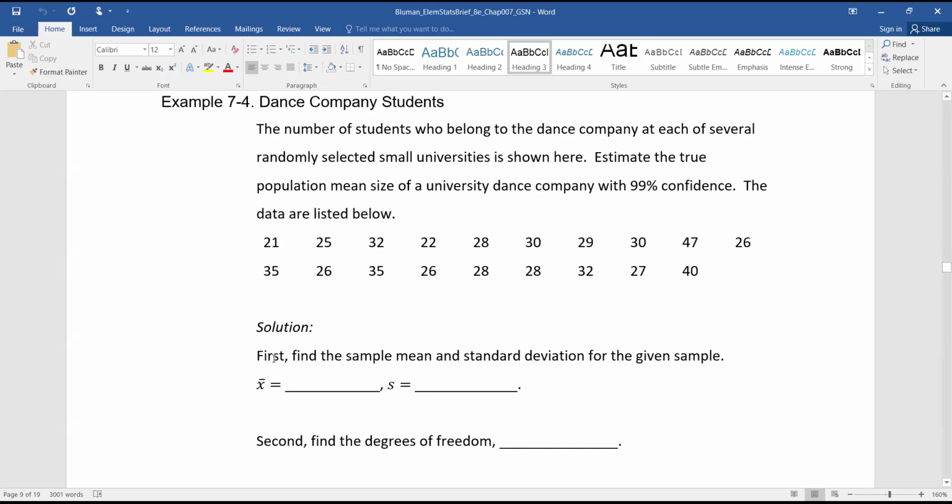So the first thing we need to do is find our sample mean and our sample standard deviation. So I'm going to pull up my calculator, and we will work on this together to be reminded on how to use the calculator. Again, I highly recommend using the calculator to do this. Okay, let me make sure I'm sharing the right screen.